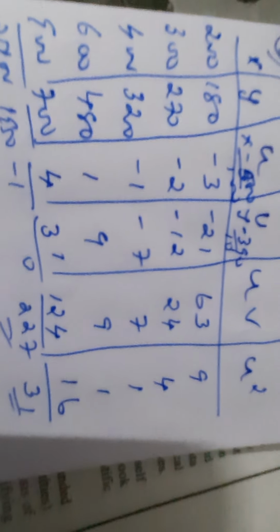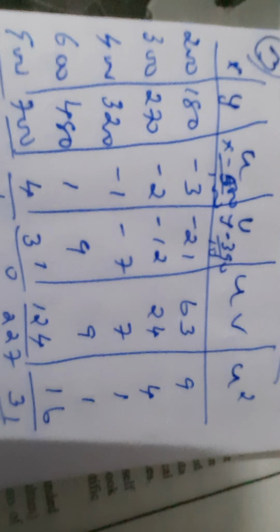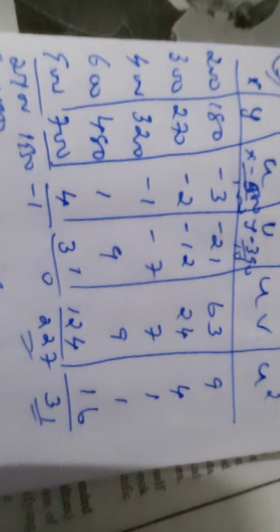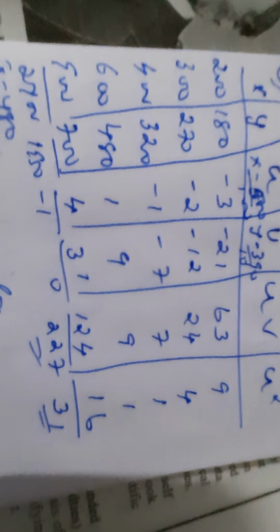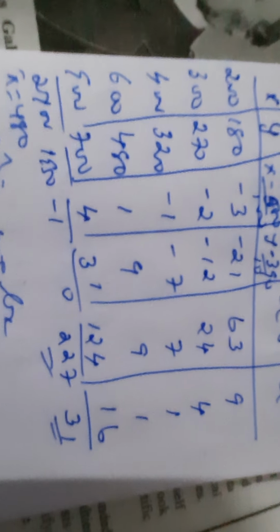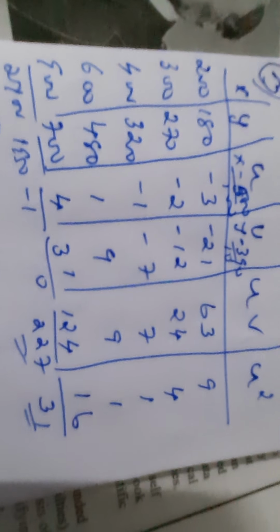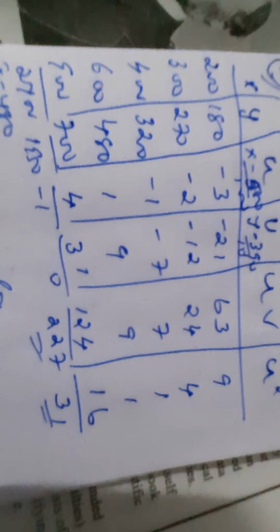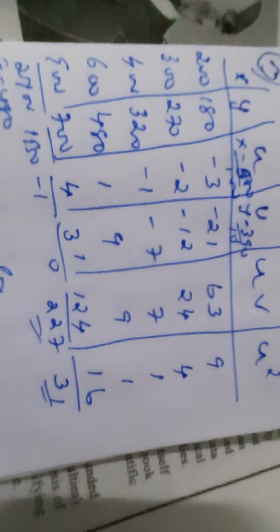Here please see that the first column, the x column, has 2 zeros at the end of all the digits, so we take the denominator as 100 here. Then v is equal to y minus 390 upon 10. Accordingly it is done: uv, then u squared. Now we further proceed.